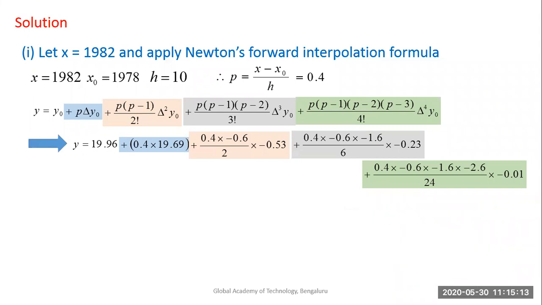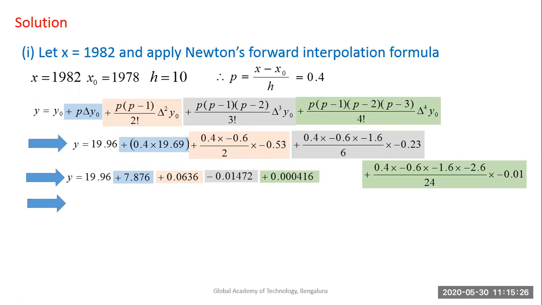We now simplify each of these terms. So we get 19.96, and 0.4 into 19.69 comes as 7.876. Similarly, the other terms. So y is approximately 27.885. So this is the population in the year 1982. 27.885 into 1000 is 27,885.